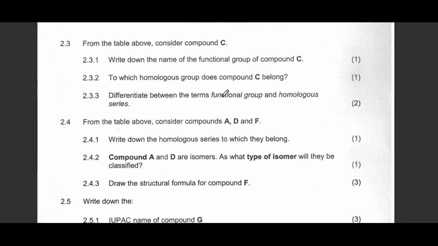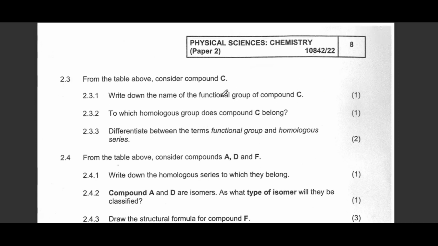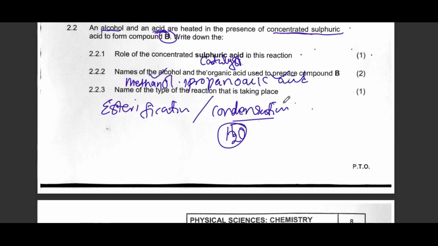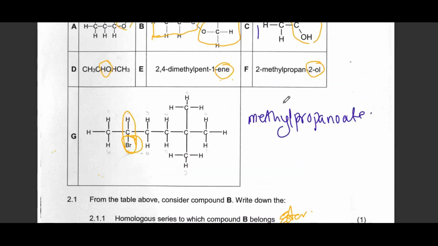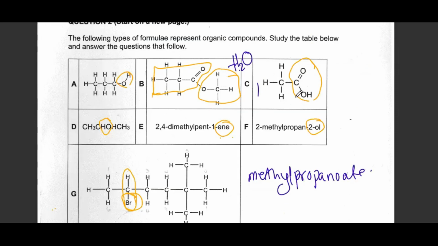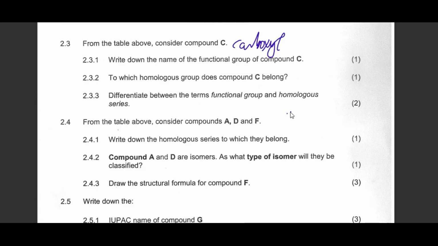Then they are saying that from the table above, consider compound C. Write down the name of the functional group of C. So let's go back and find out which one is C. C is a carboxylic acid as the homologous series, and this is an ester as the homologous series. So these are functional isomers. Therefore, these are what we call carboxyl groups. Yes, so it's a carboxyl group.